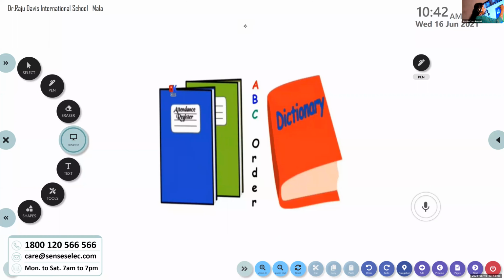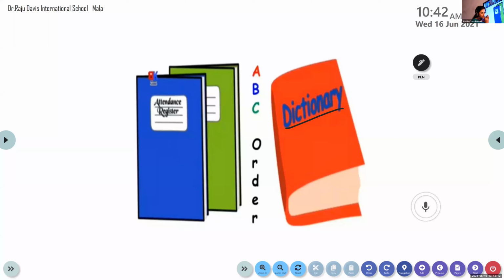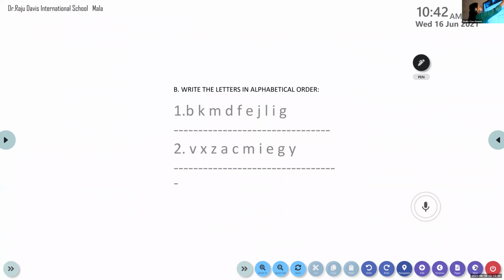It is written in the ABC order. Or you can see a dictionary. If you have one at home, please do turn the pages and see whether the letters are arranged in the alphabetical order. So the attendance register as well as the dictionary, it is written in the ABCD order, or we can call it the alphabetical order. Okay, so now let's move on to the practical side of it.